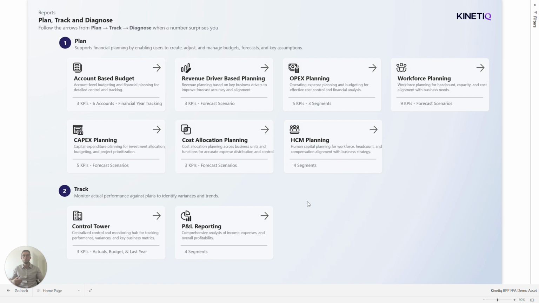analytics. So if you're a CFO or you're a finance team that is looking to take your data and planning processes to the next level, please tune into this video where we'll be going into KINETIQ Foresight for Finance.